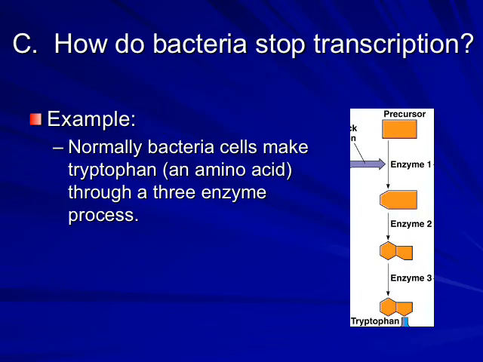So how do bacteria go about doing this? The example that we're going to discuss, like I discussed earlier, is the bacterial cells that make tryptophan, which is a type of protein and an amino acid. And the way bacterial cells produce tryptophan is through a 3-enzyme process. And we saw that in the previous slide. And remember that those 3 enzymes, the production of those 3 enzymes is caused by 5 different genes.